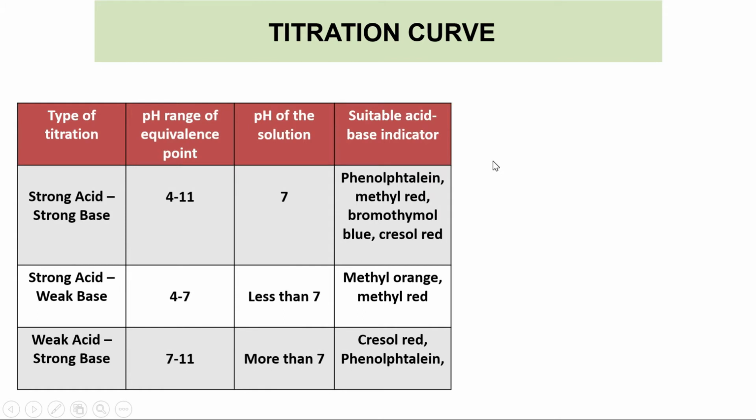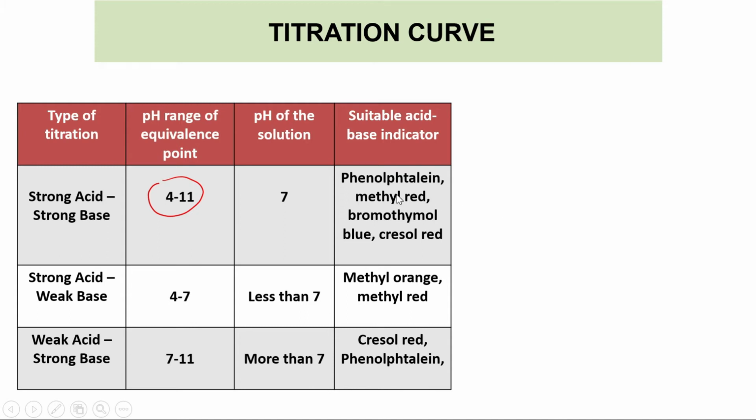Next, for the titration curve, you should be able to determine the suitable indicator for the titration curve. So we have 3 types of titration curve, as we learned earlier. The first one is the titration between a strong acid and a strong base. The pH range of the equivalence point is very wide, from 4 to 11. At the equivalence point, the pH of the solution is equal to 7. Due to the wide pH range of the equivalence point, there are quite a number of suitable acid-base indicators to be used in this titration process.